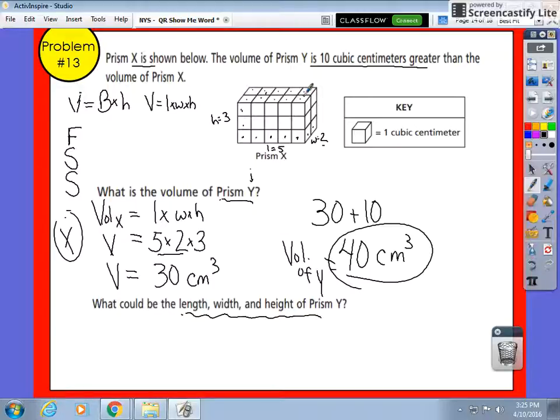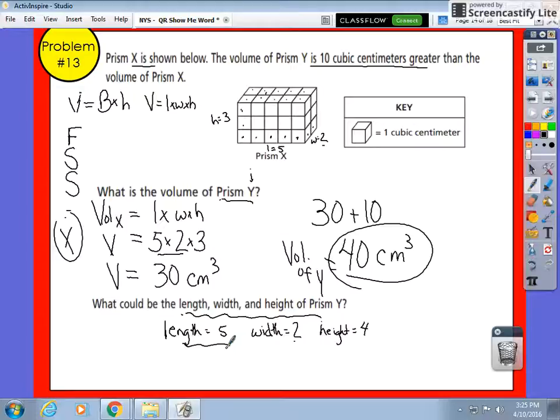So I could say that I have my length equals 5, my width equals 2, and my height equals 4. And that could be the length, width, and height of prism Y, because 5 times 2 is 10 times 4 is 40. I could find any three numbers though, because it doesn't say that I added another layer. I just noticed that in the problem, and that helped me get my answer quicker.